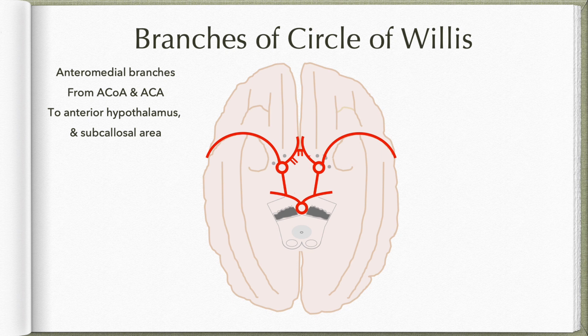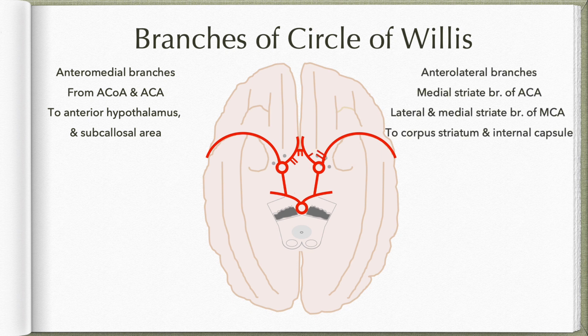The second set of arteries are known as anterolateral branches. They are also known as striate branches. These are branches given by the anterior cerebral artery and the middle cerebral artery. The branches given by the anterior cerebral artery are known as medial striate branches, including the recurrent striate branch known as Heubner's artery. And the branches given by the middle cerebral arteries are mostly lateral striate branches, otherwise known as lenticulostriate branches. Few of them, however, can be named as medial striate branches.